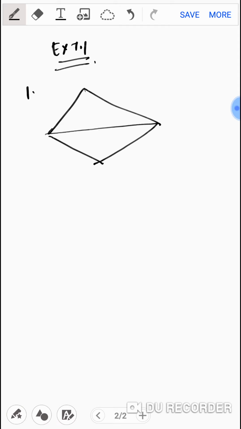Exercise 7.1, question number 1, and it says in a quadrilateral ABCD, so we have a quadrilateral like this. AC is equal to AD, so first I'll mark ABCD and then I'll say AC is equal to AD. AB bisects angle A, so this is your angle A, this is bisected, that means these two angles are equal. Show that triangle ABC is congruent to triangle ABD.